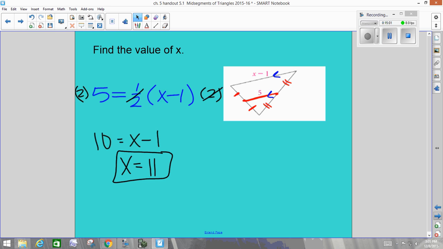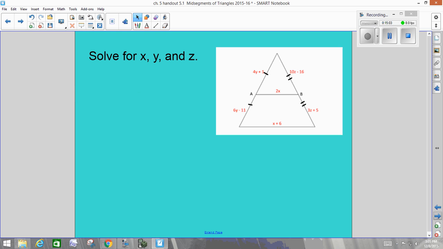Okay. Next one, you have 3 values to find: x, y, and z. Ready? Do y and z. Go. Gracie, how should I find y? Why would you say that? Exactly. Good. The ones with the y's are equal to, or congruent to each other, so we'll set them equal.